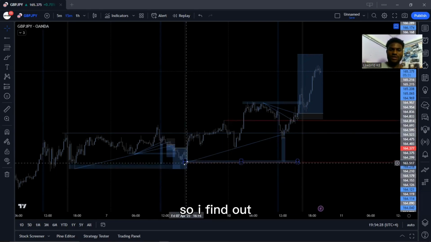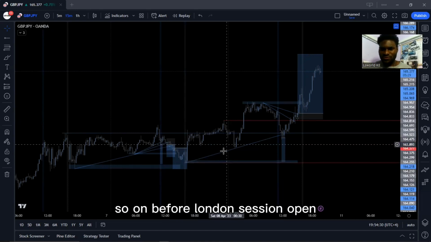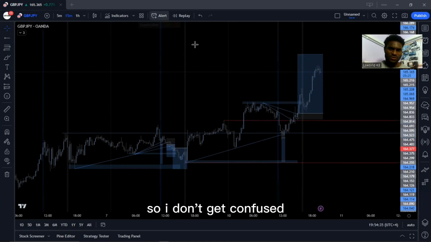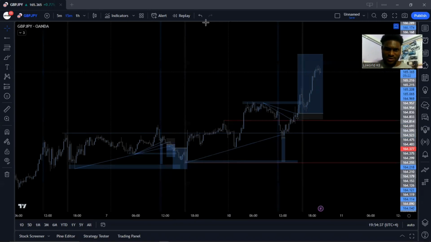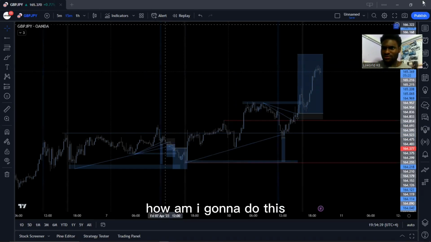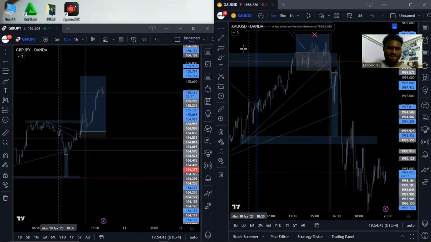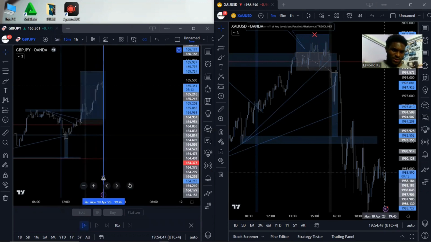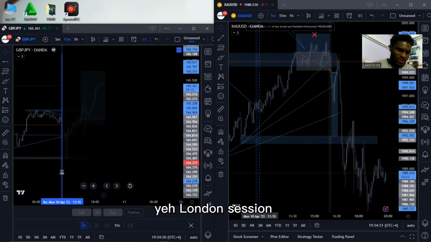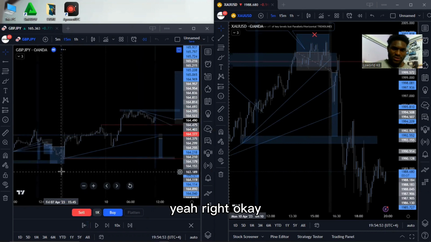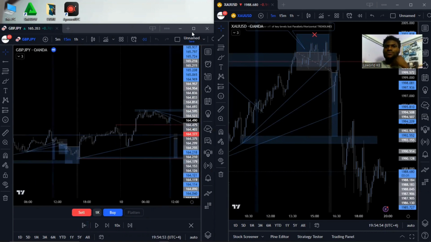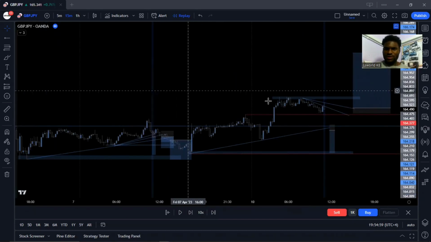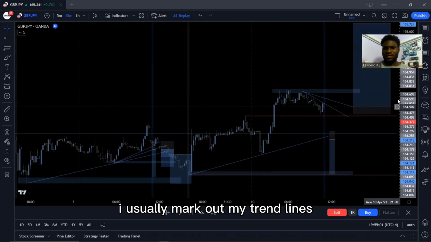So before London session open, let me use the replay bar tool so I don't get confused. How am I going to do this? Okay, yeah, London session. Okay, so before London session open, I usually mark out my trend lines.